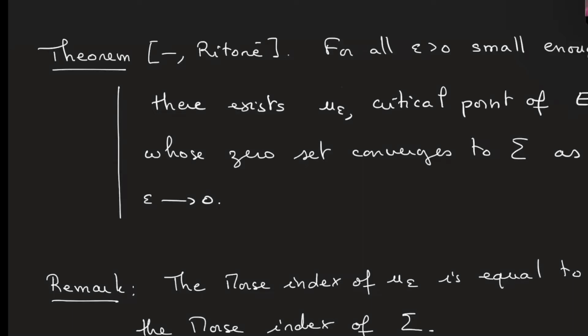When I talk about the Morse index of the critical point, this is just the index of the critical point when you look at the second variation. And when I talk about the Morse index of the minimal surface, this is again the index of the second variation of the area functional about the minimal surface. So, the number of directions over which this second variation is negative.